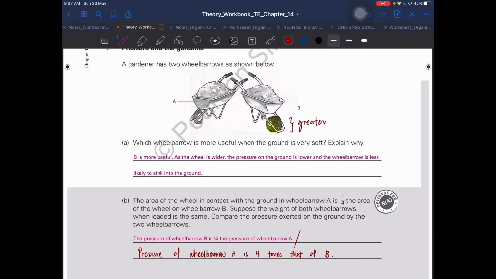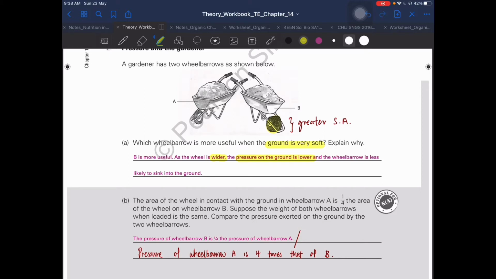So the question being asked in the first part is which one will be more suitable when the ground is very soft. We know that if the ground is very soft, it tends to sink in more easily if the pressure is greater. So imagine that both wheelbarrows have the same amount of sand on them. You will want one that has a wider wheel, or a greater surface area, so that the pressure will in turn be much lower, and the wheelbarrow is less likely to sink into the ground because the ground is very soft.